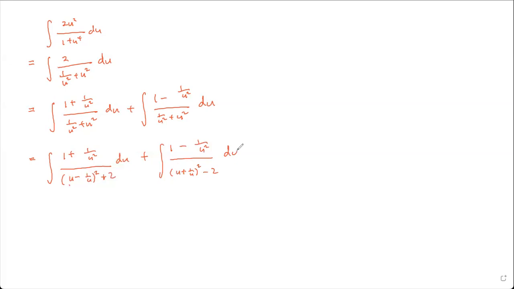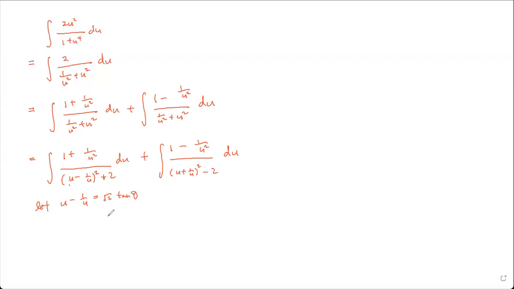There's a reason why I did it this way, because I noticed that if I were to differentiate the denominator, I would actually get something very close to the numerator. That gives me a hint. So I'm going to use some substitution to help me out here. I suspect that I can use a trigo sub, so I'm going to try using a trigo sub. I'm going to let u minus 1 over u be square root 2 tangent theta.